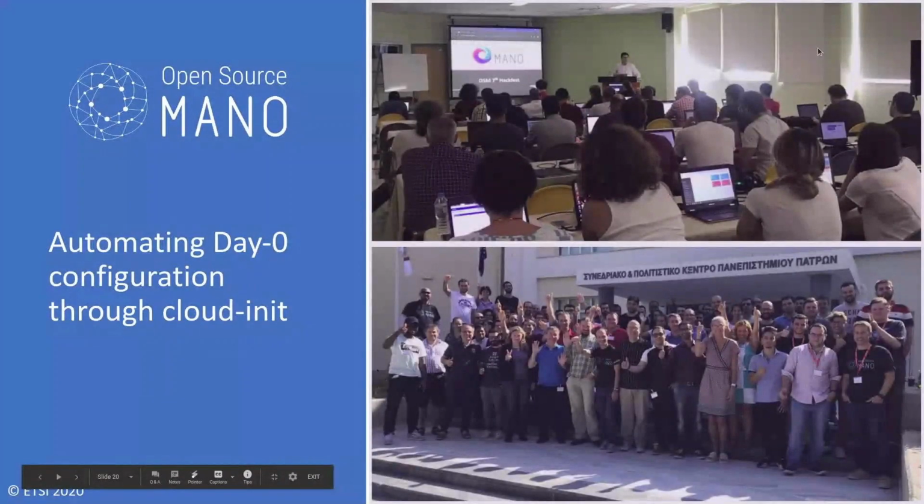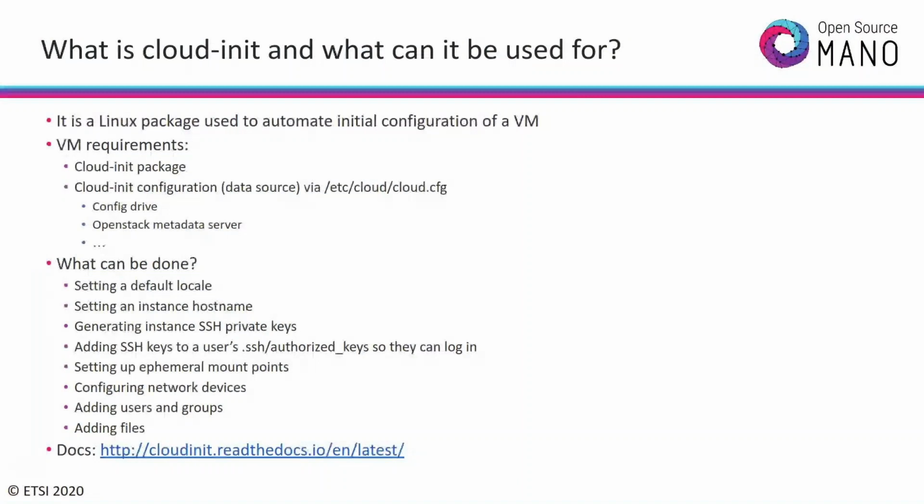Automating Day-0 configuration through Cloud-init. For the ones that don't know what Cloud-init is, it is a Linux package that is used to automate the configuration that we initially want in our virtual machine. It runs just once when it is first created. So you can't replay that configuration again and again when booting, for example. It's just when you create the machine, it can run a set of commands.